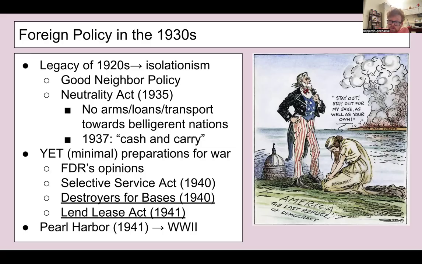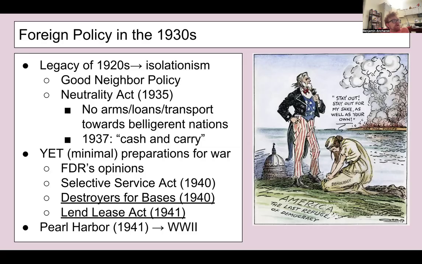FDR did think it was morally necessary to intervene, but he recognized that most Americans did not want to intervene. However, thinking that war might eventually come to the United States, we do see that FDR makes some minimal preparations for war. For example, in 1940, the United States Congress adopted its first ever peacetime draft, the Selective Service and Training Act.